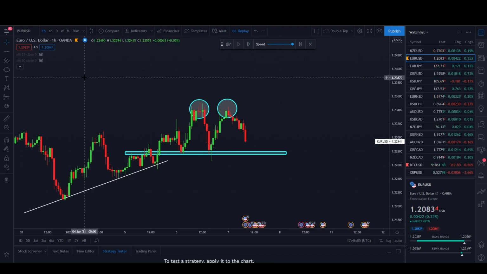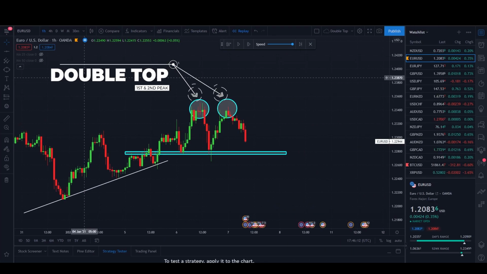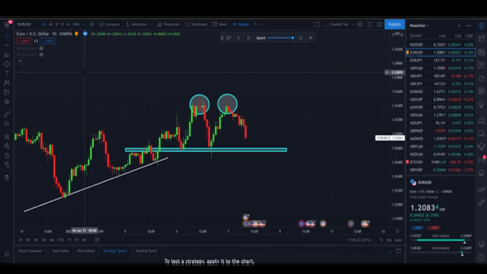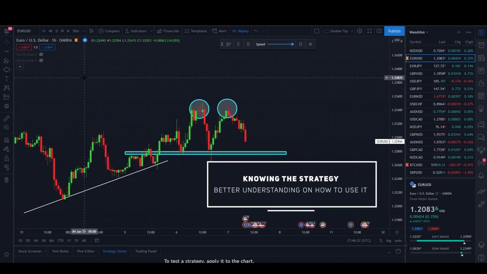The double top pattern is a bearish reversal trading pattern that emerges at the end of the bullish trend. This type of pattern is composed of two consecutive peaks with approximately the same heights, and we also have a neckline acting as a support for those peaks. So this information is very important for you to listen to or make a note of if you need to, because it will help you to identify them in your trading.